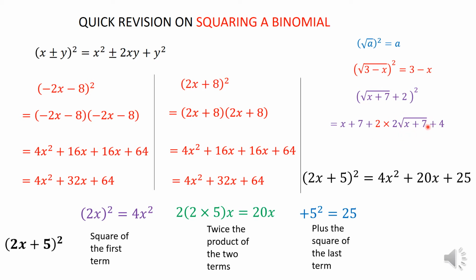Then adding 4 coming from 2 squared. And when you clean that up, you're going to eventually end up with x plus 11, that is the x plus 7 plus that 4. So 7 plus 4 gives you the 11, plus 2 times the square root of x plus 7.